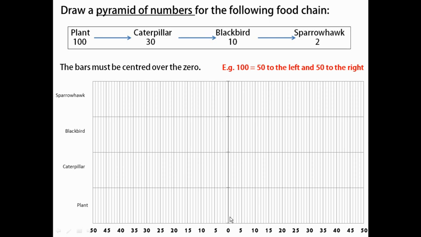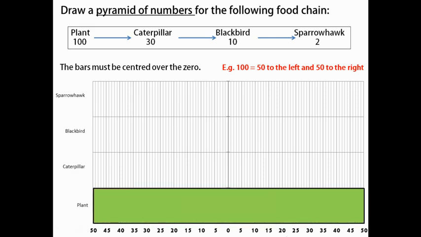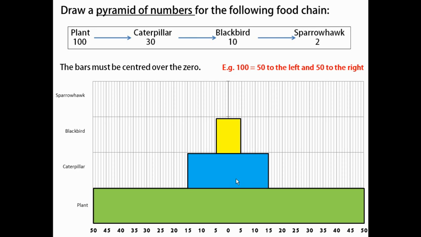In the first example, where we've got 100 plants, we're going to have 50 plants to the left and 50 plants to the right. If we plot that, it will look like this. So 50 here and 50 here, together they make 100. We've then got 30 caterpillars, so we're going to plot 15 to the left and 15 to the right. Blackbirds will be 5 to the left and 5 to the right because we've got 10 blackbirds. And finally, our sparrowhawks will be 1 each side because there's 2 of them.